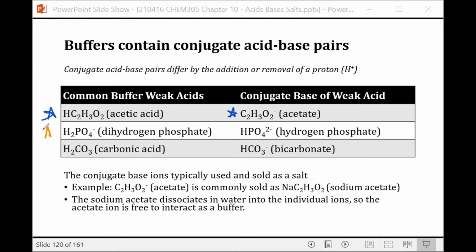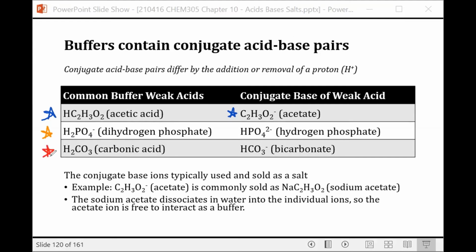Another common buffer system is dihydrogen phosphate, H2PO4-, and hydrogen phosphate, HPO4 2-. So here you have a weak acid. If base is added to this buffer system, this weak acid will neutralize the base, and the pH doesn't change overall very much. Or if acid is added to the buffer system, this conjugate base can react with the added acid to neutralize it, and again, the pH won't change very much overall.